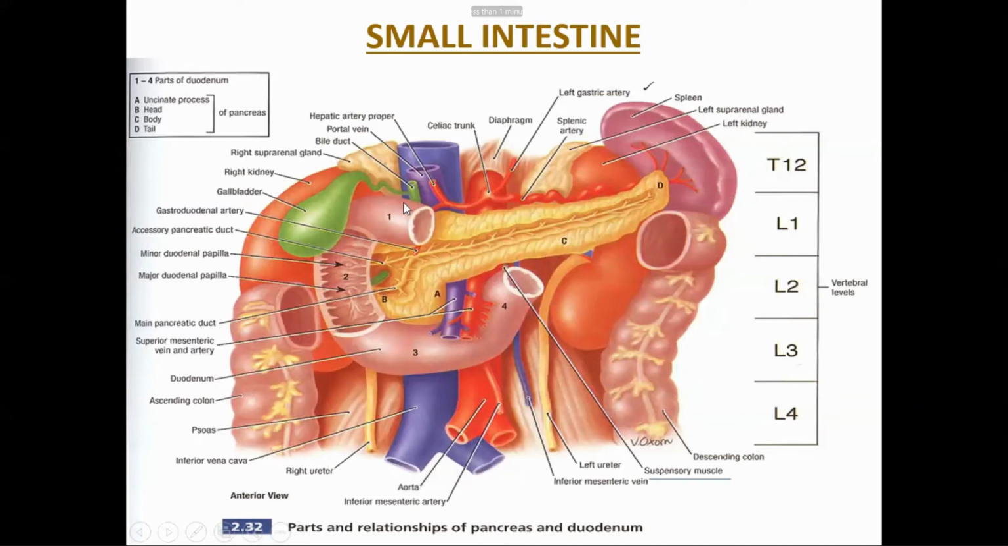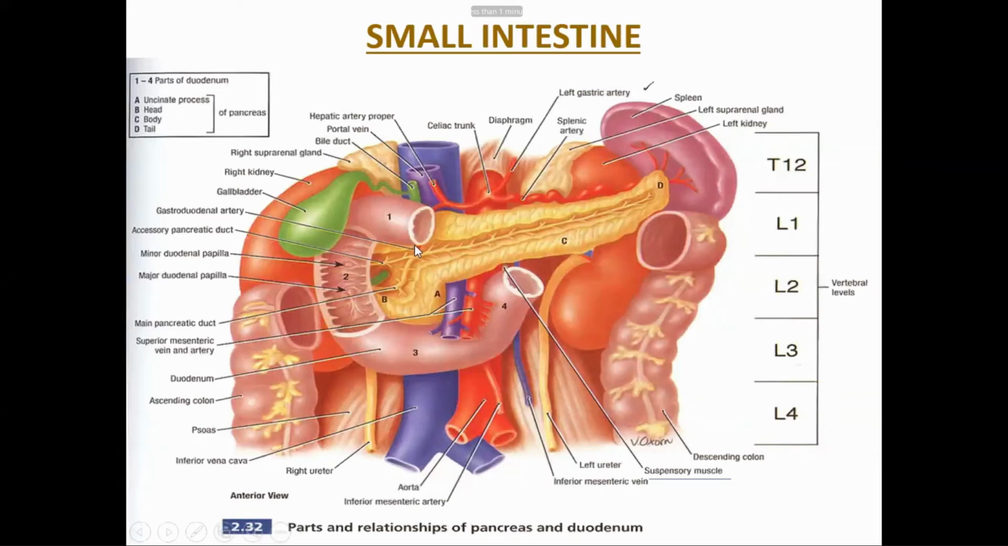Above, it gives attachment to the lesser omentum, and the posterior side of the upper margin forms the floor of the epiploic foramen of Winslow. Remember, the epiploic foramen of Winslow communicates the greater and the lesser sac. Lower margin, it gives attachment to the greater omentum.